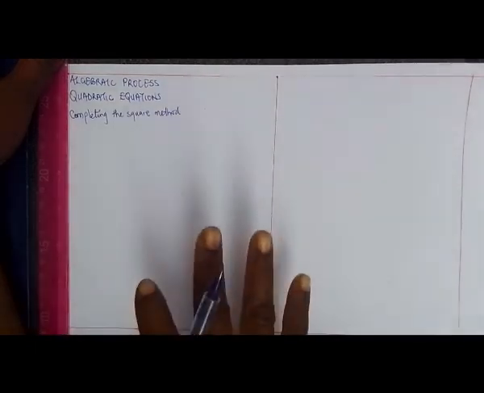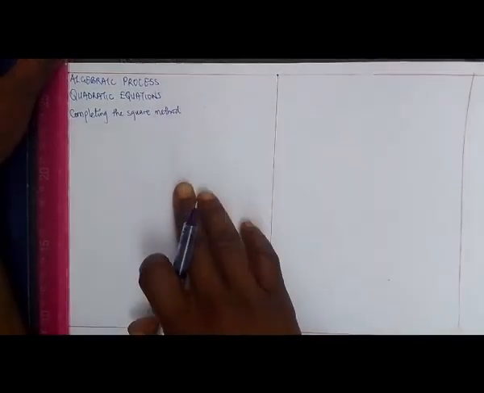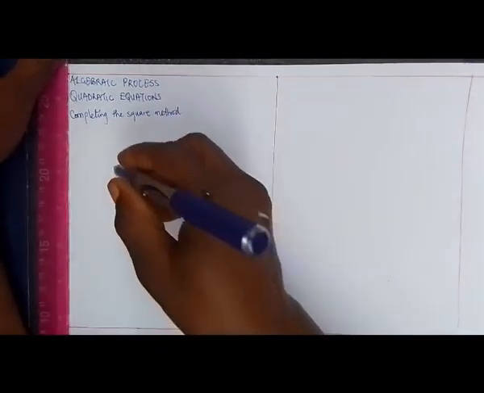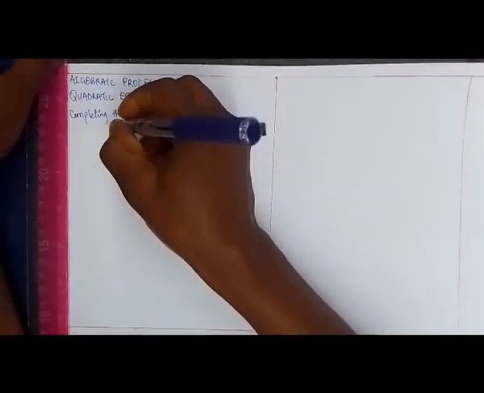Still on quadratic equations, we are going to continue with the next method of solving quadratic equations. We are going to look at how we can make a given quadratic expression. I know we've been talking about equations, but right now we are going to make an expression a perfect square, so that it can be factorizable.